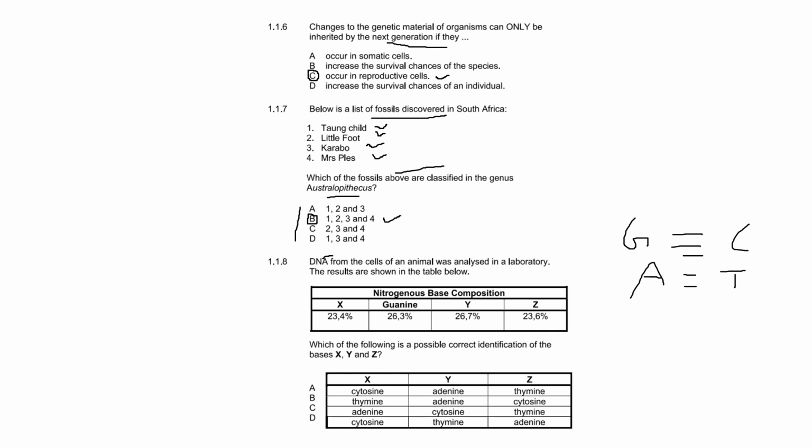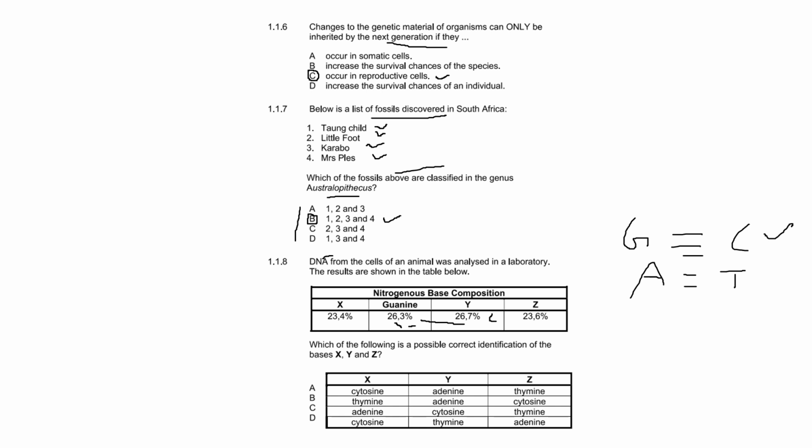With that being said, the value of guanine is bound to be close to the value of cytosine. So you must be thinking about such things already. Guanine must be close to cytosine. We're given guanine as that value, so we must ask ourselves which one is closest to our guanine here. Cytosine, which is this one. 26.3 and 26.7 are close to each other, meaning Y must be cytosine. So Y must be cytosine.